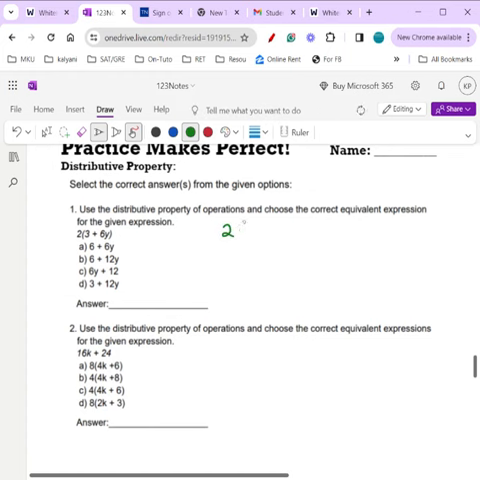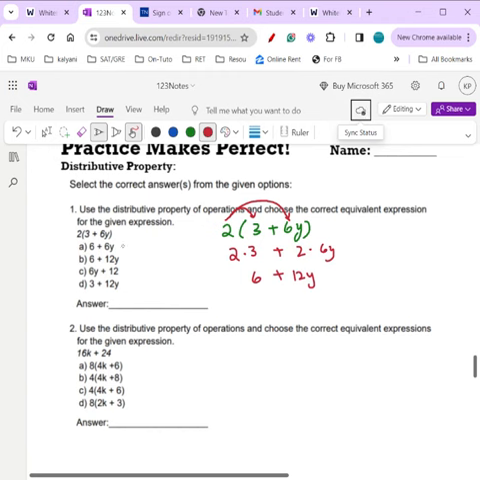2(3+6y). Now, since I see a parenthesis with a number outside, let's distribute it. 2 times 3, I'm going to write it one step, and then again, 2 times 6y. 2 times 3 is 6. 6 times 2 is 12y. Now look at it, which one looks like that? I think B is the right answer in this case. I can see that. Okay, that's the right answer.